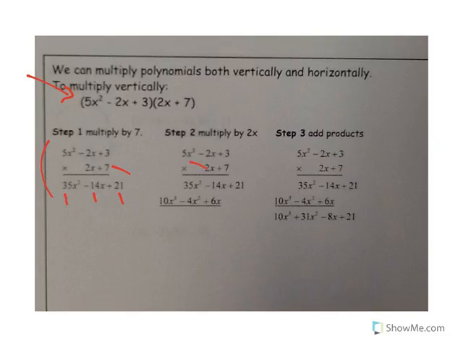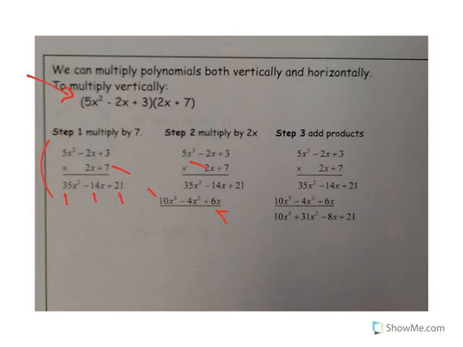Now we're going to do the same thing but with 2x. And if you notice, it's shifted over so that when we multiply 2x times 3, we're going to end up with 6x. And so that's why it's under there, because we're eventually going to add those terms together. So that's why they're underneath there. So 2x times negative 2x is going to be minus 4x squared. And then 2x times 5x squared is going to be 10x cubed.